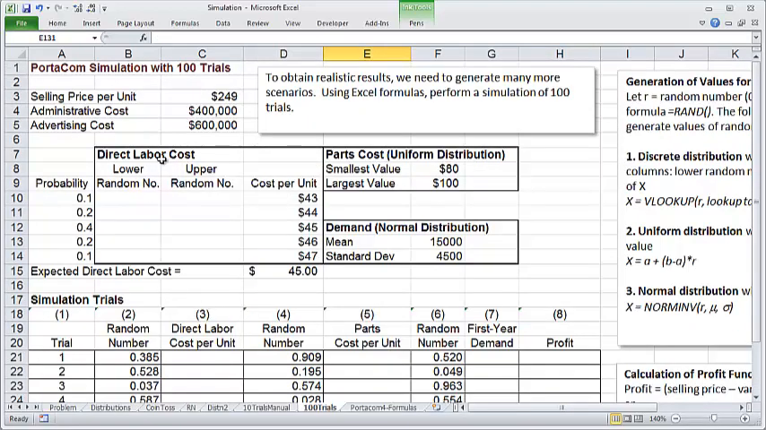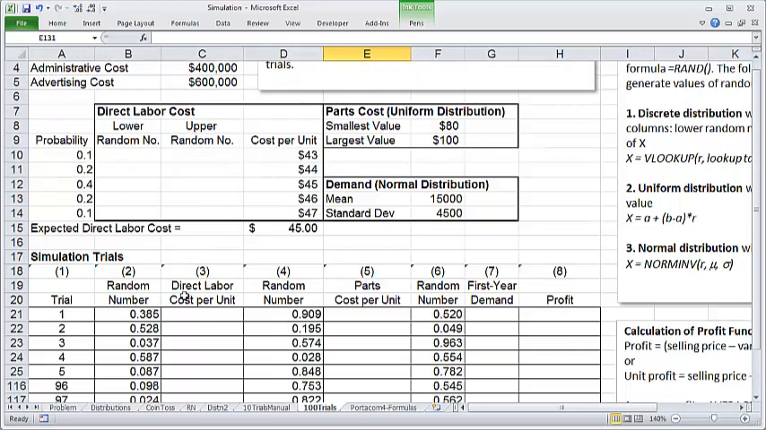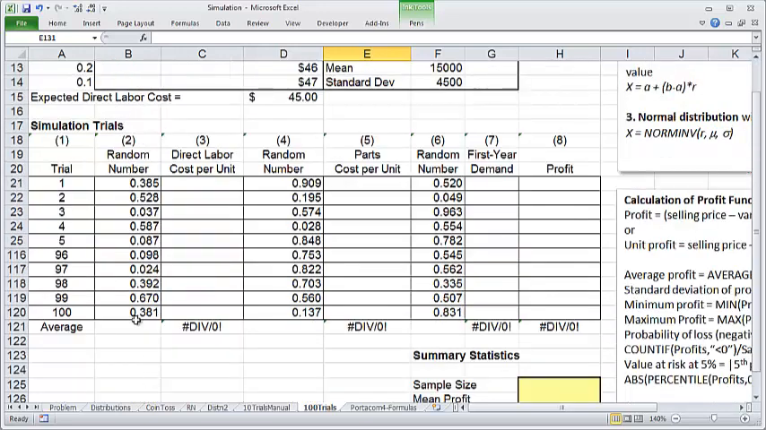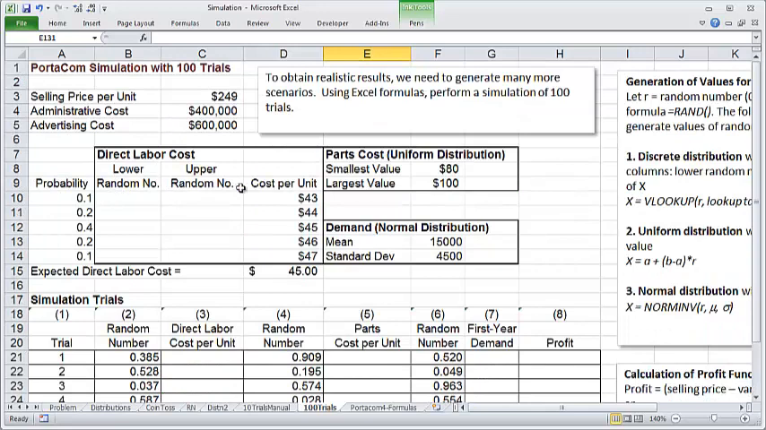The first thing is setting up a table for a discrete distribution. A direct labor cost, remember, had a discrete distribution, and here we're given the random numbers to use for generating the 100 values for direct labor cost per unit. So first we need to set up a table that is a random number intervals.